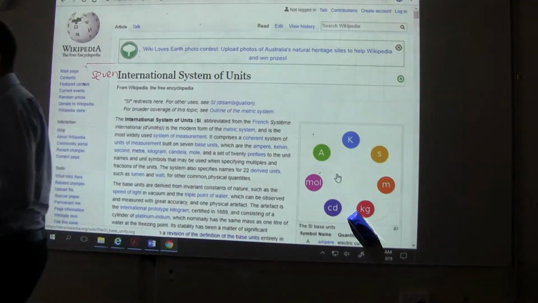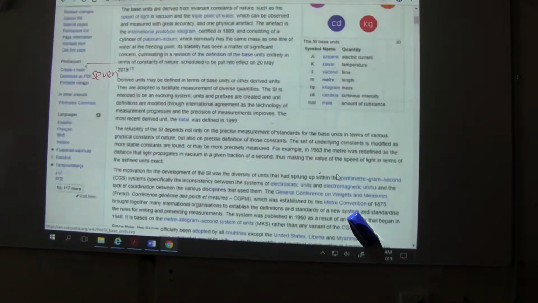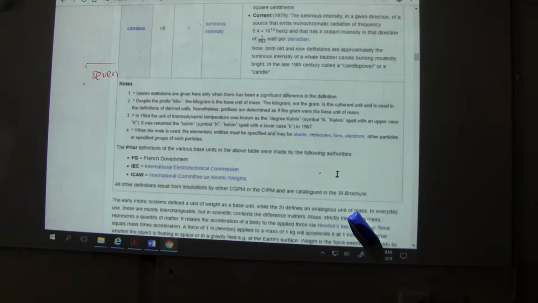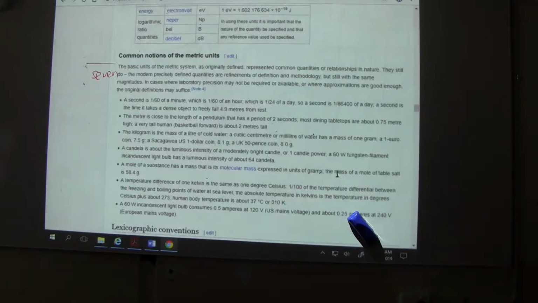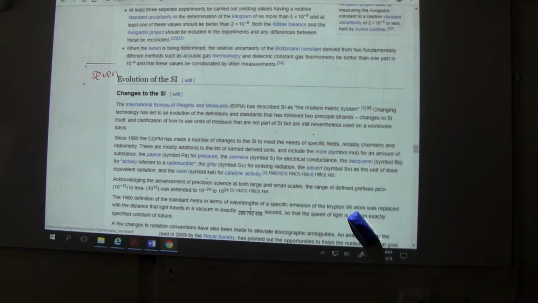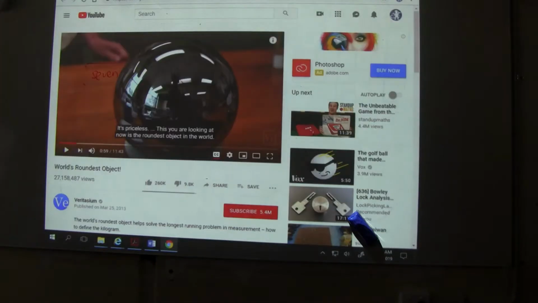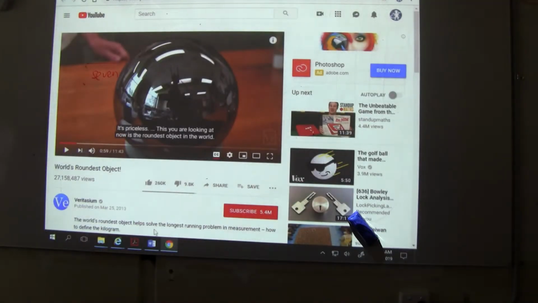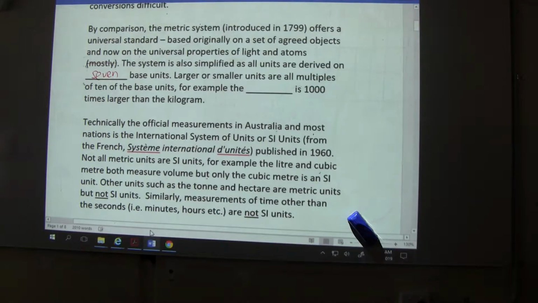Okay. You can see that they're all linked in that somewhere down here they show where they're all linked, but I can't be bothered finding that now, so we're just going to keep going. 7 base units.